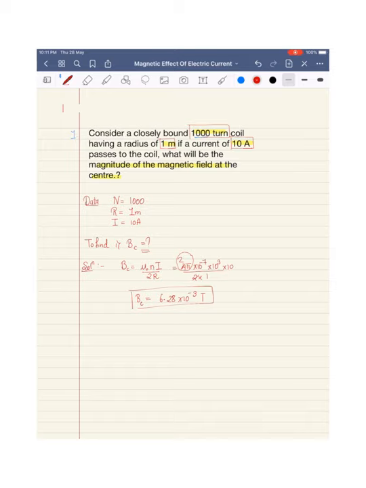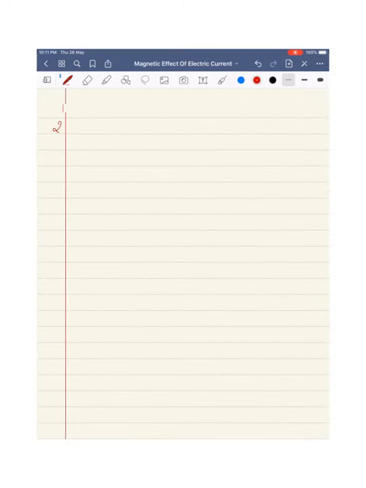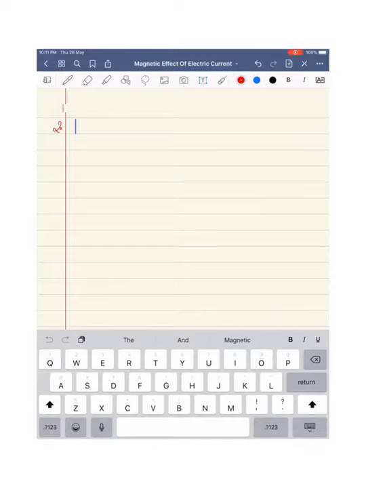Okay, so coming to the next question now. That is question number 2 now. Okay. Now if you look into the question number 2, what is given in the question number 2, just read it. Okay.